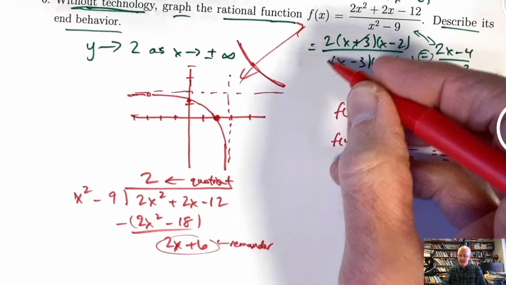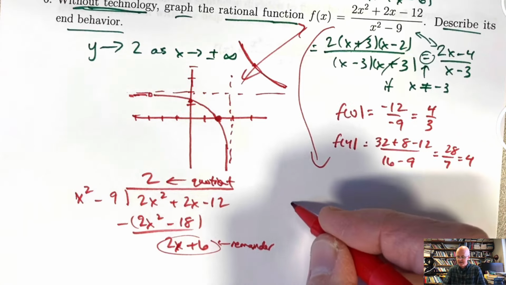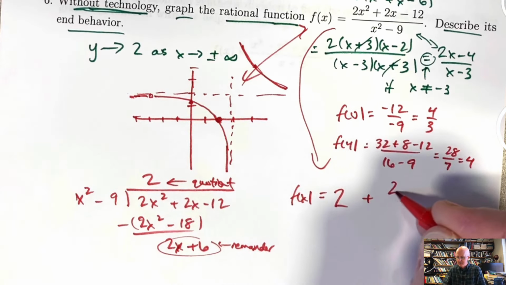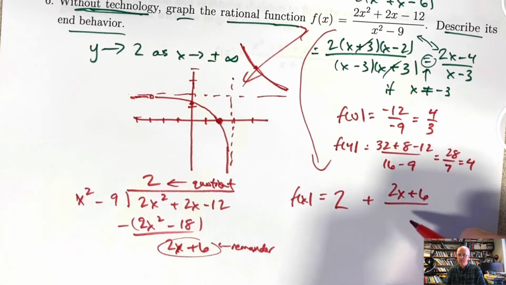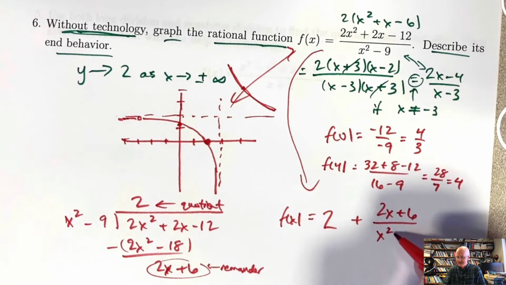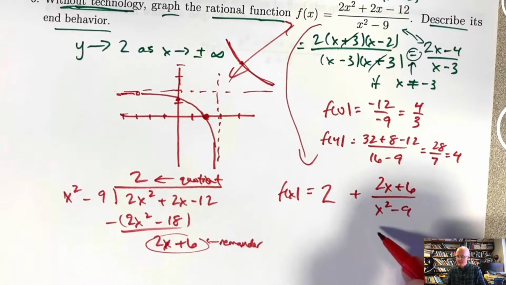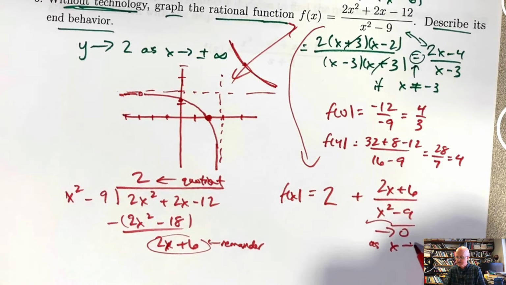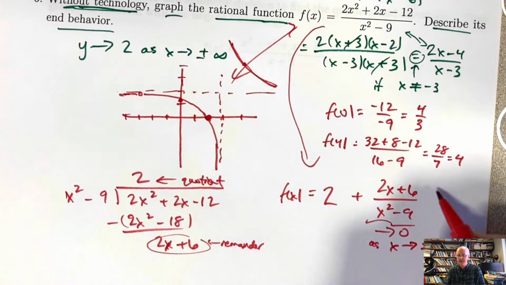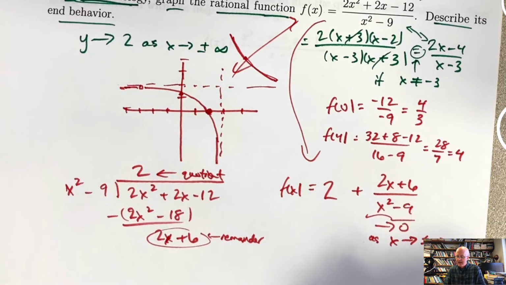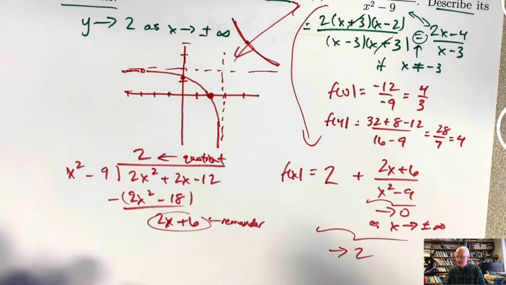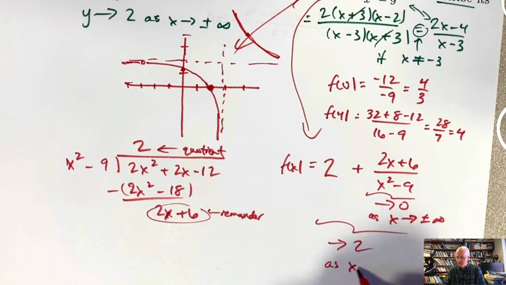So what this means ultimately is the original function can be written in another form as the quotient 2 plus the remainder divided by what we originally divided by, x squared minus 9. As before, this part goes to 0 as x goes to plus or minus infinity because the degree of the bottom is greater than the degree of the top. And so the whole thing does approach 2. Y equals 2 is a horizontal asymptote as x goes to plus or minus infinity.